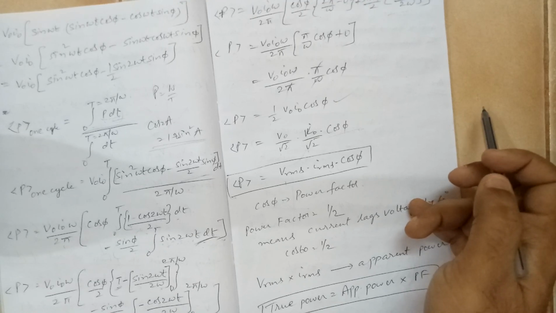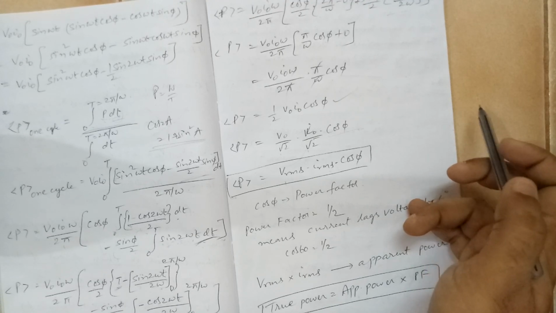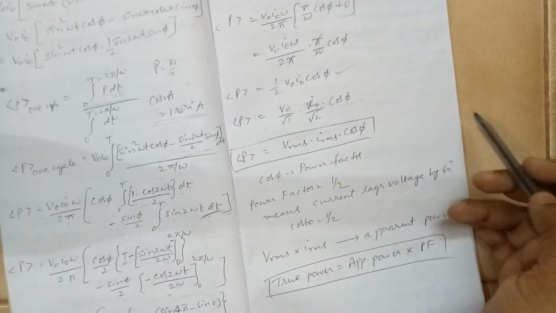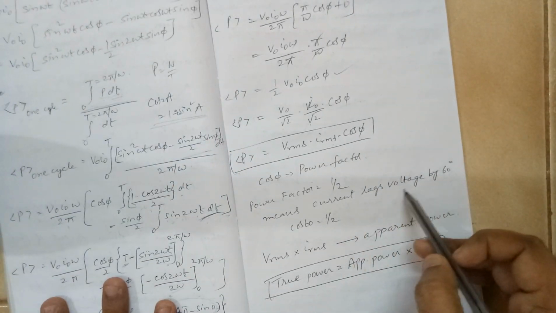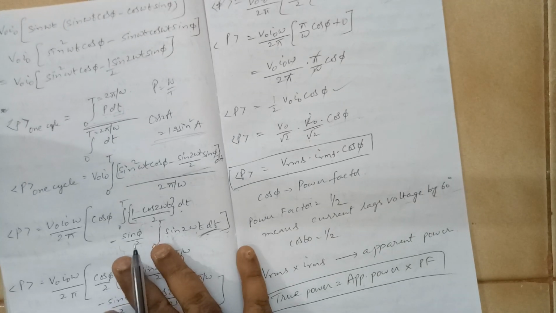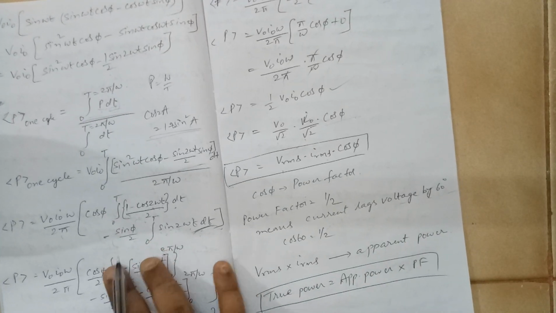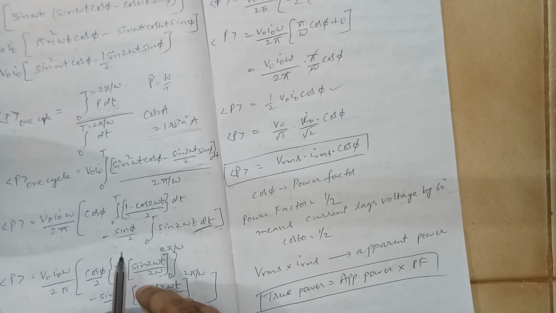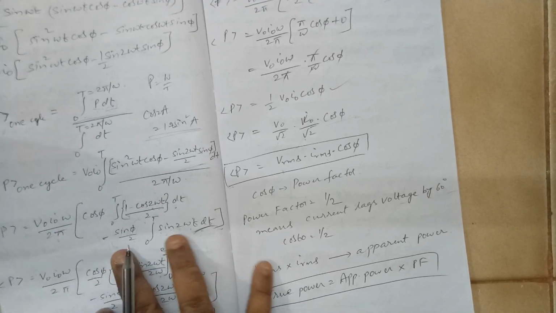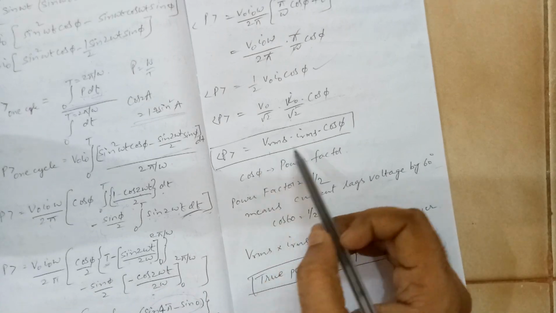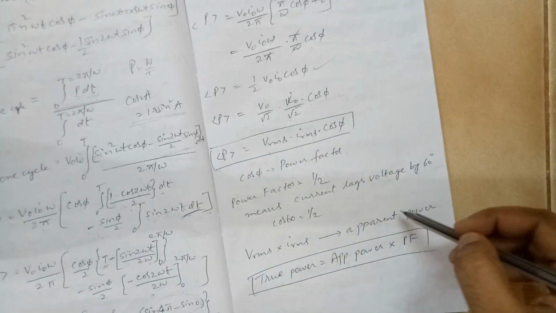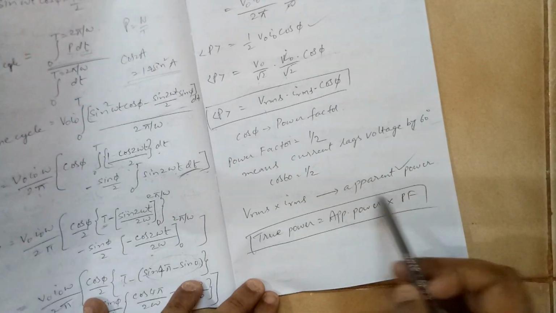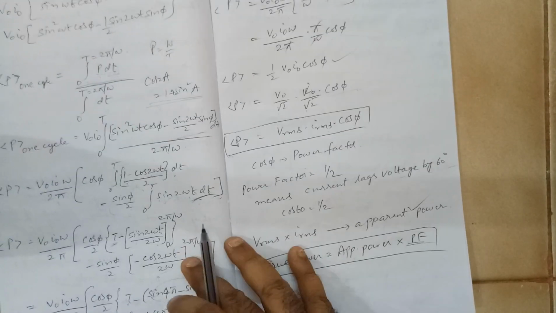Okay. So suppose in some question it is given that power factor is equal to 1 by 2. That means cos phi value is 1 by 2, and it means that current is lagging the voltage by 60 degrees. Here this product of Vrms and IRMS is called apparent power. So the true power is defined as apparent power multiplied by the power factor.